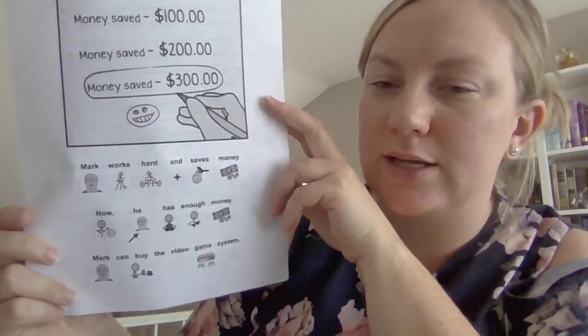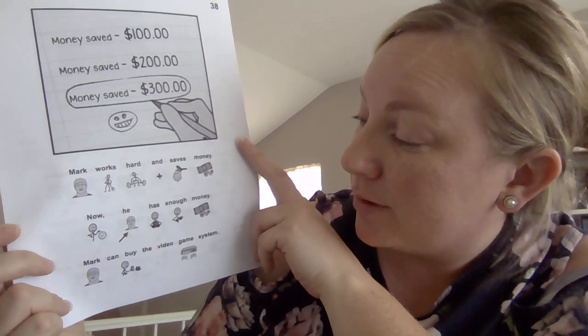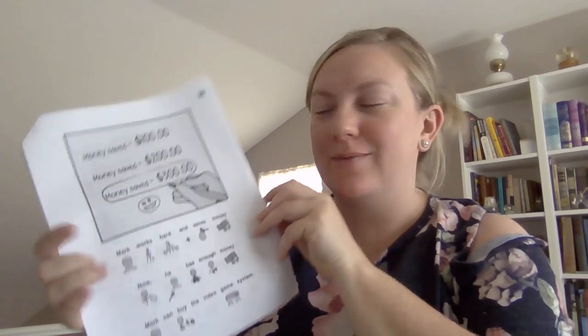On the next page it says, Mark works hard and saves money. Now he has enough money. Mark can buy the video game system. Yay, Mark. He worked hard and saved his money.